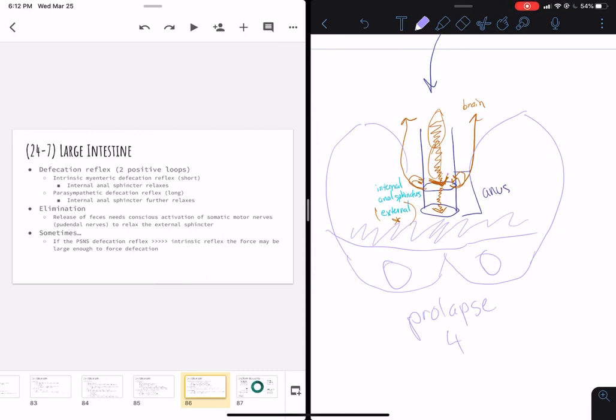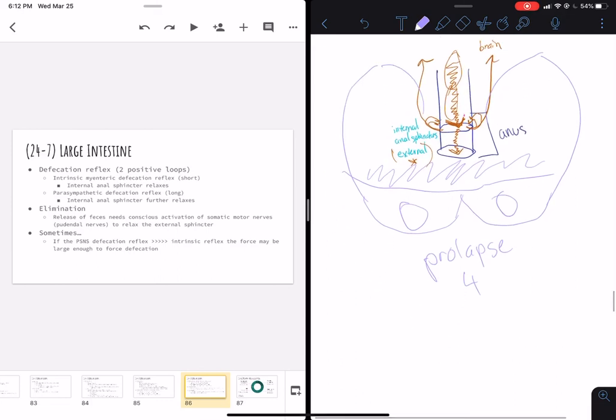Last but not least, and this is just fun facts for 500, sometimes if the parasympathetic nervous system defecation reflex is greater than the intrinsic reflex, the force may be large enough to force a defecation. So, what does that mean? That means you pooped your pants without knowing that you pooped your pants, or at least you weren't anticipating that you were going to poop your pants.